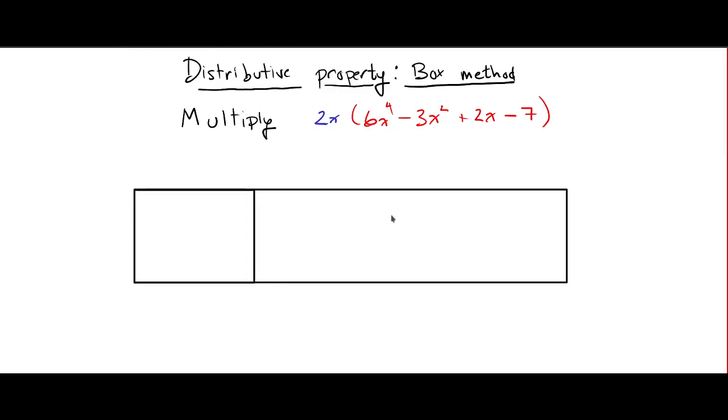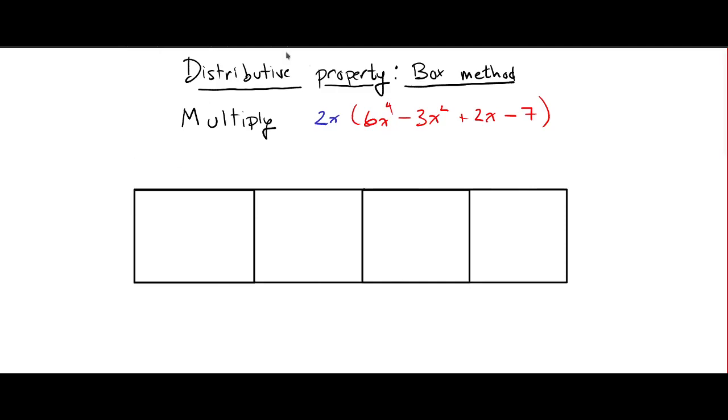All right, so we've got 2x times this polynomial in red. We've got 6x to the fourth minus 3x squared plus 2x minus 7. So there's 1, 2, 3, 4 terms in these parentheses. So we're going to need 4 small rectangles dividing up our big box.